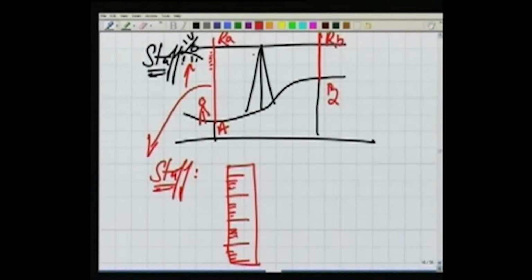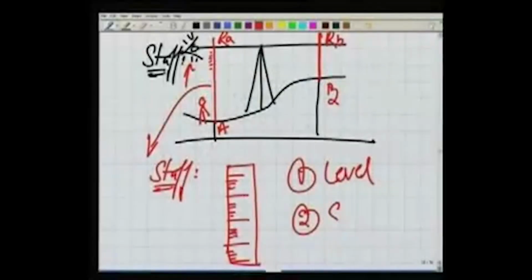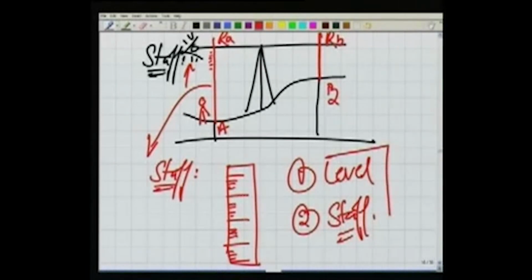So we are now making use of two things. Number one, the level for making a horizontal line of sight, and number two, the staff. And by making use of these two, we can determine the difference in RL of these 2 points, or their relative height differences. We can find that difference.